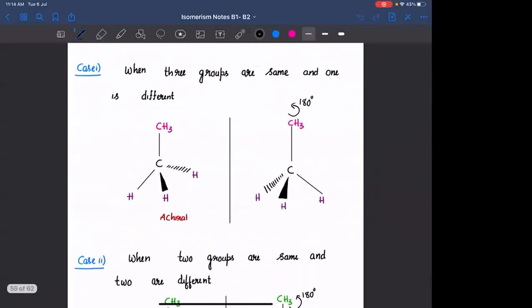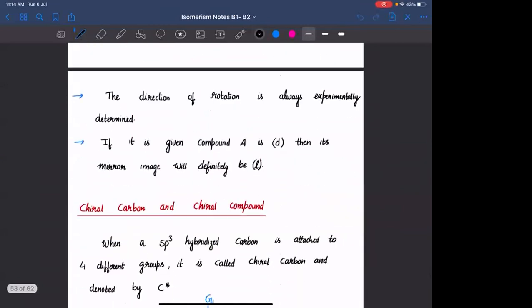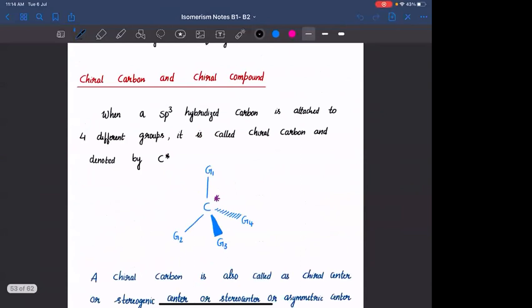So in the last lectures, we have seen chiral carbon and chiral compound. The carbon which is attached to 4 different groups is called a chiral carbon. A chiral compound, meaning an asymmetrical compound, will be called a chiral compound. In order to identify if a given compound is chiral or not, you can make use of the chiral carbon. If you have only one chiral carbon in the compound, that particular compound will definitely be chiral.